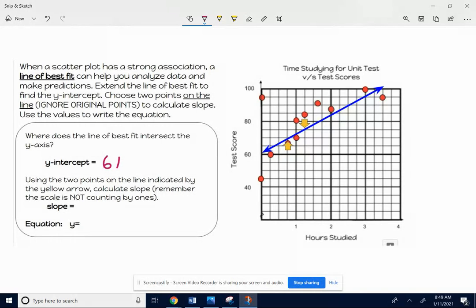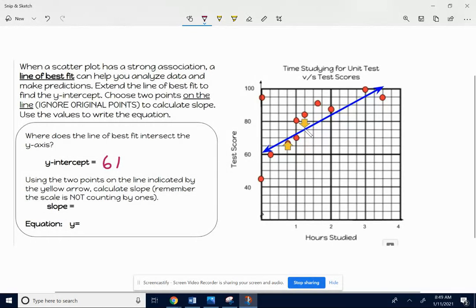To find the slope, and again, ignore the red dots, I'm going to try to find two corner points, as best you can. Sometimes you can't find corner points, but we try to do the best we can. This point on the line that the yellow arrow is pointed to is pretty darn close to being on a corner. And so is this point right there.